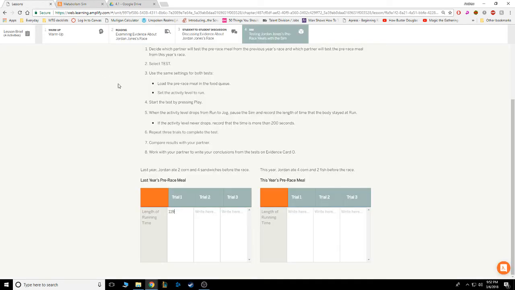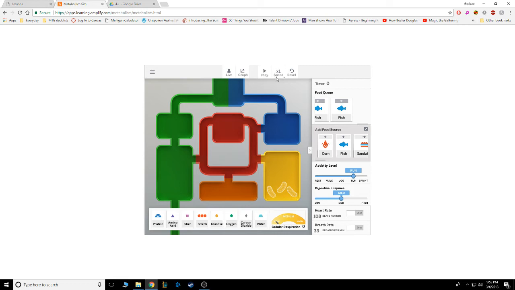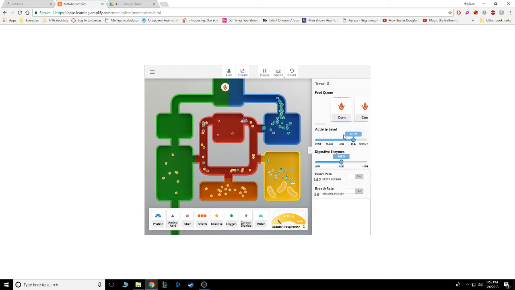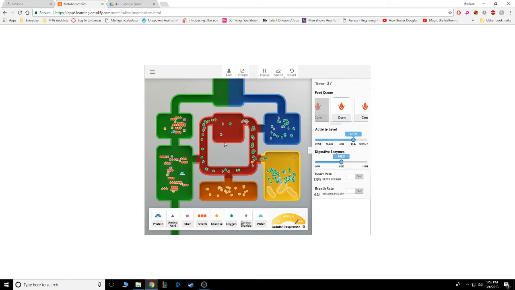Let me double check to make sure I follow the instructions correctly. 4 corn, 2 fish. And then I'm going to go ahead and play this and see how long I can run. Remember, right now the time to beat is 119 seconds. So let's see what happens here. I predict that this one will actually run a little quicker because this person will get more energy from the glucose that he gets from the starch inside the corn. Let's see if that's actually true, though.